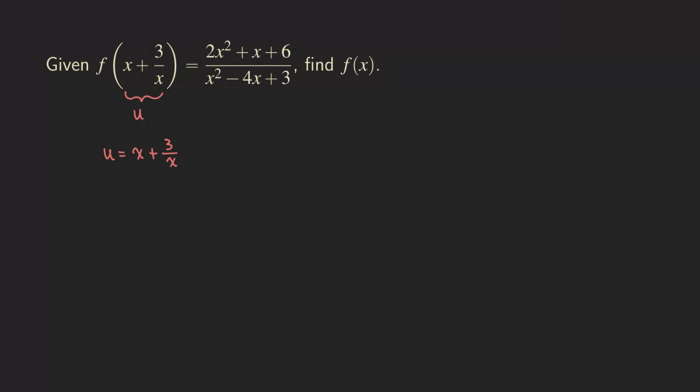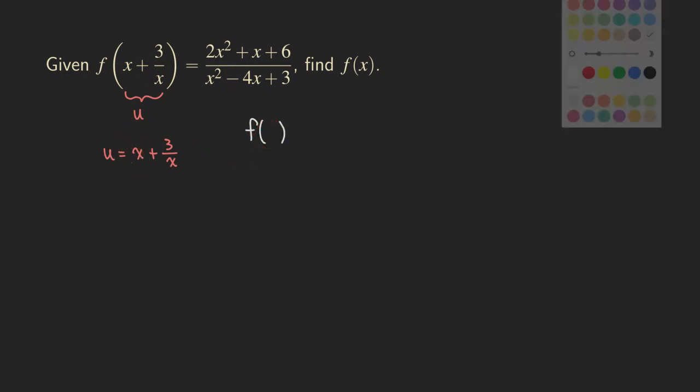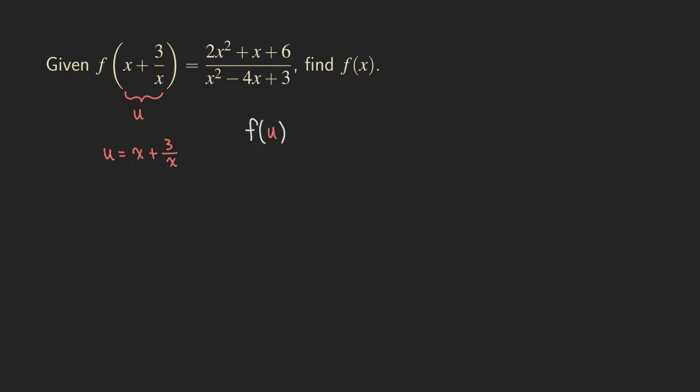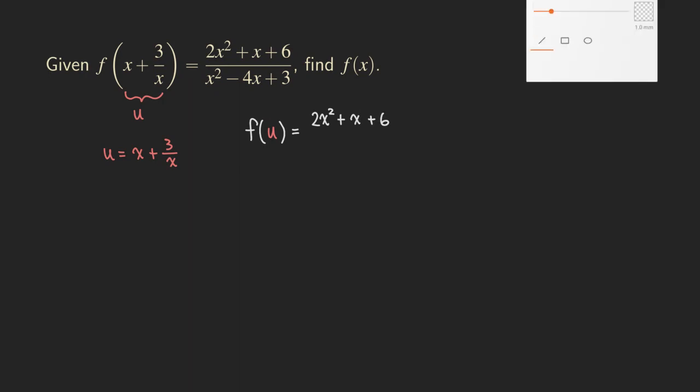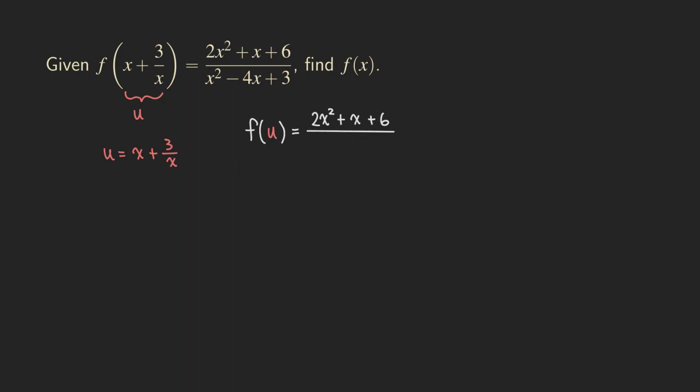So what are we going to try? First we have this function, f of x plus 3 over x, and it's equal to that. Now we claim that x plus 3 over x is equal to u, so we are going to just put the u in there. This f of u is equal to all this stuff on the right-hand side, so we are going to have 2x squared plus x plus 6, all over x squared minus 4x plus 3.